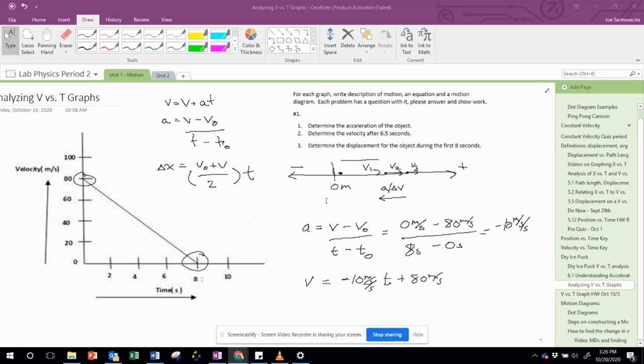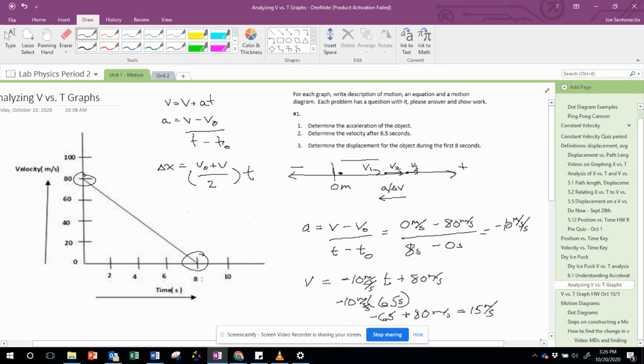Now to figure out the final velocity, you substitute in 6.5 seconds for time, and you get negative 65 meters per second plus 80 meters per second, which will give you 15 meters per second. And that would give you the velocity.